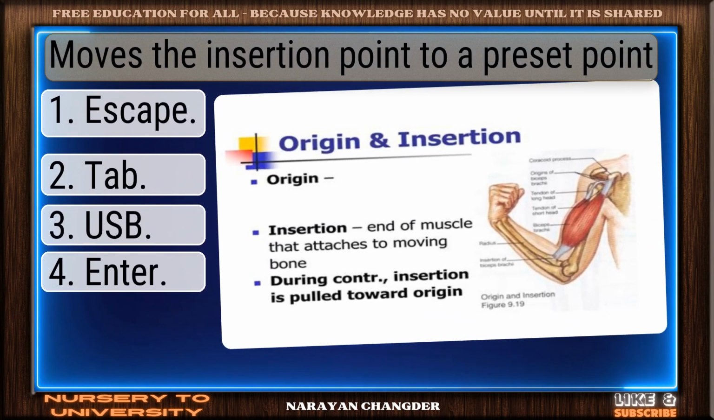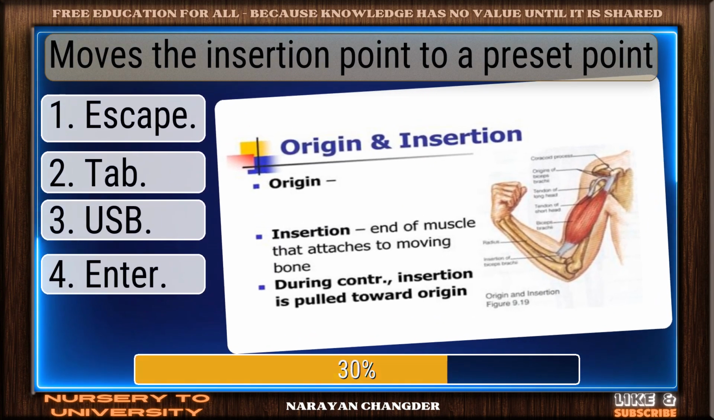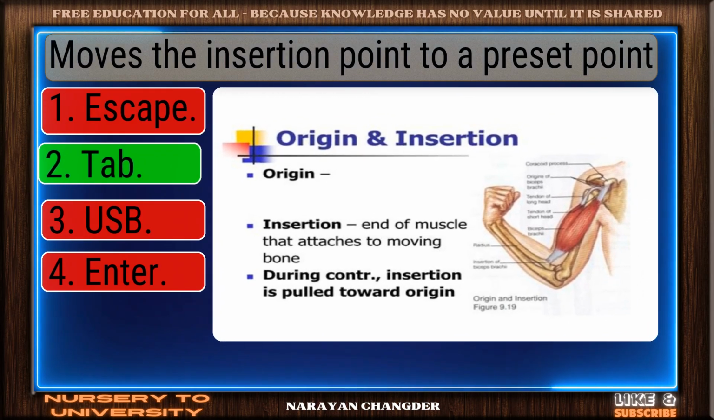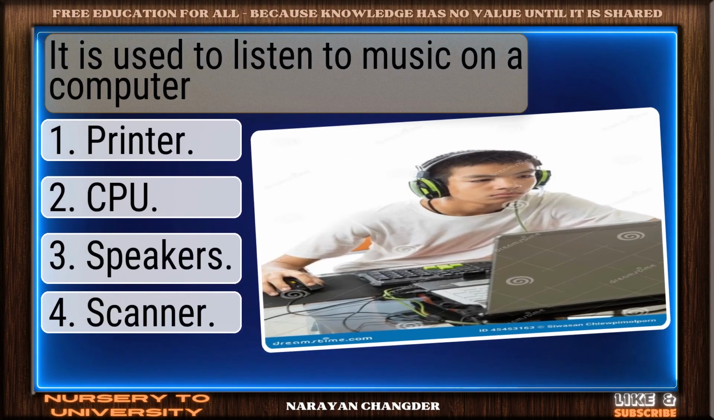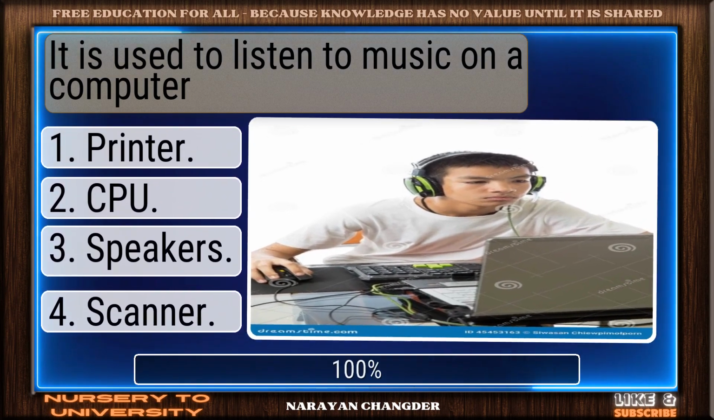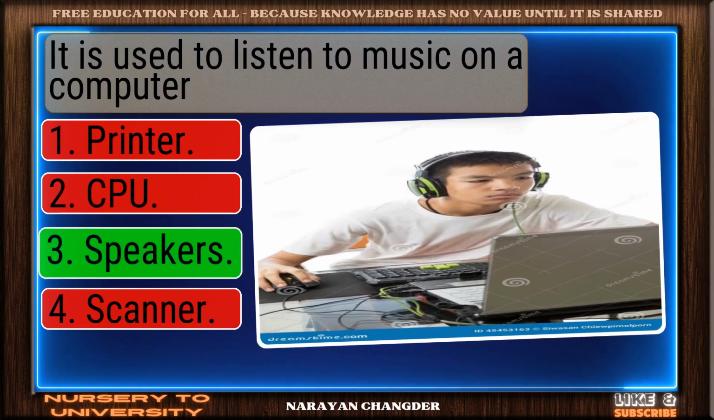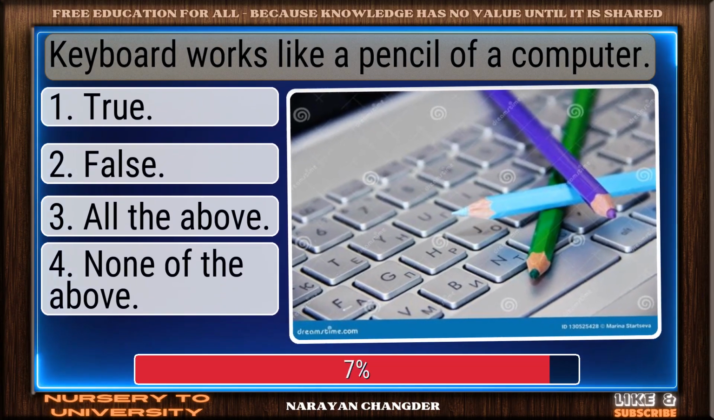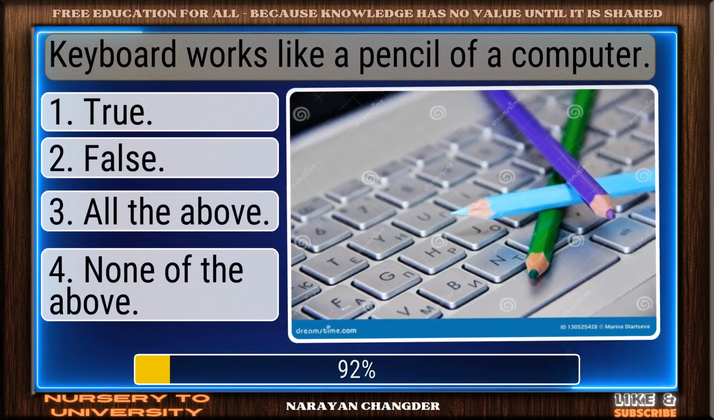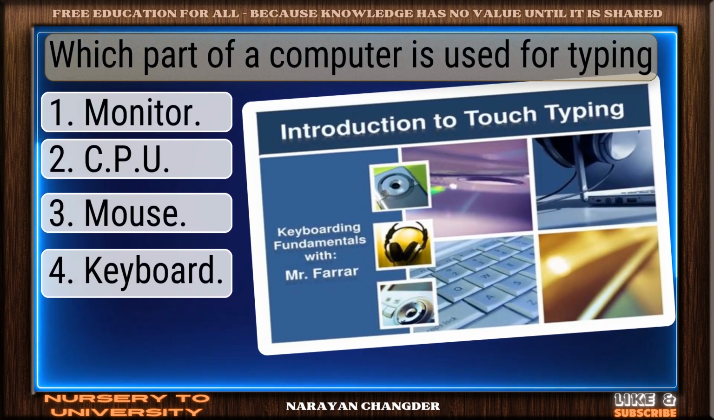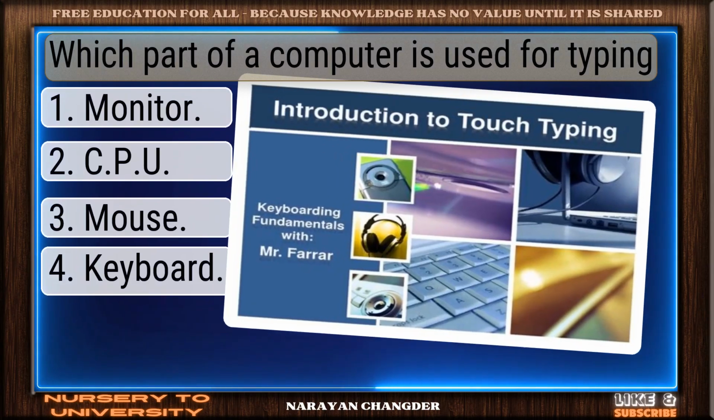Moves the insertion point to a preset point. Excellent choice. Tab is right. It is used to listen to music on a computer. Good job. Speakers works well. Keyboard works like a pencil of a computer. You chose true. Correct. Which part of a computer is used for typing?